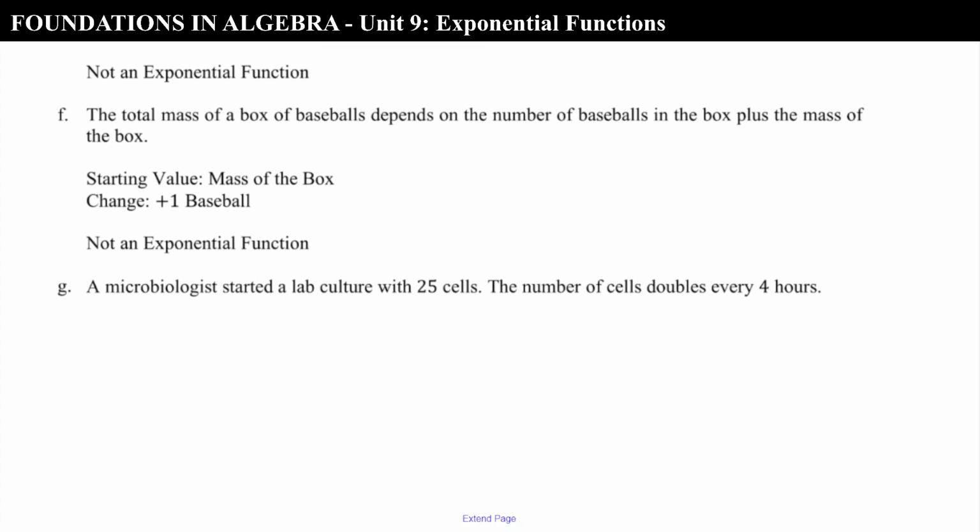And then finally, a microbiologist started a lab culture with 25 cells. The number of cells doubles every 4 hours. We start with 25. We double it every 4 hours, so we're multiplying it by 2. So therefore, we do have an exponential function.